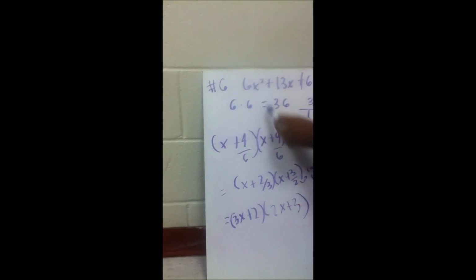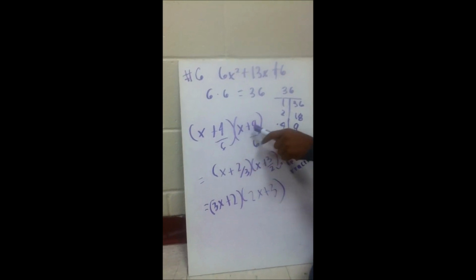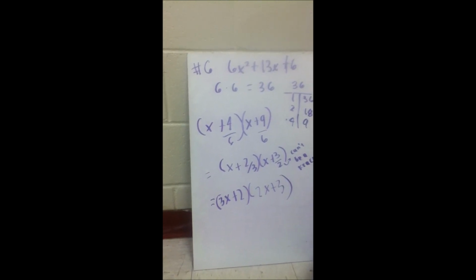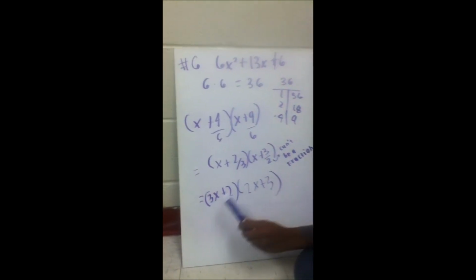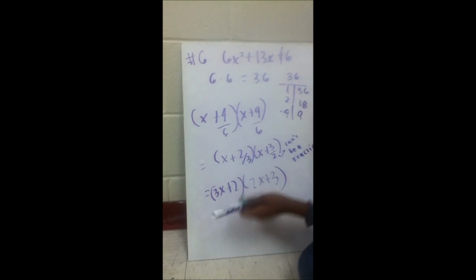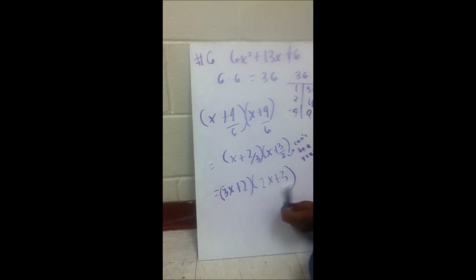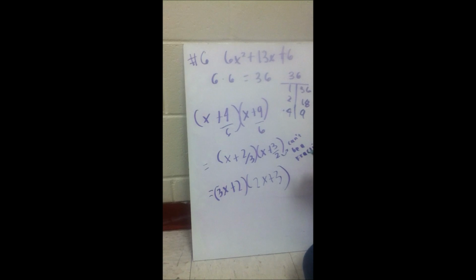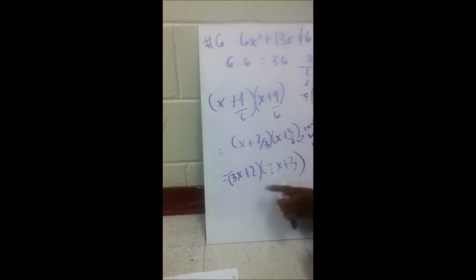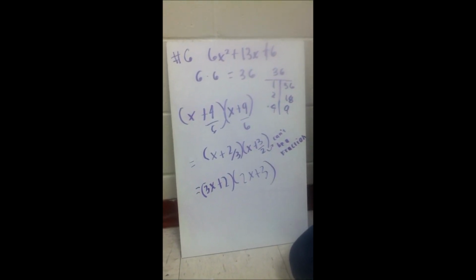But then you want to put A under the two numbers, so that would be x plus 4 over 6 times x plus 9 over 6. And then you simplify that as x plus 2/3 times x plus 3/2. Because you can't have a fraction, you change that to 3x plus 2 times 2x plus 3, and then that's your answer. And also, it never equals 0.